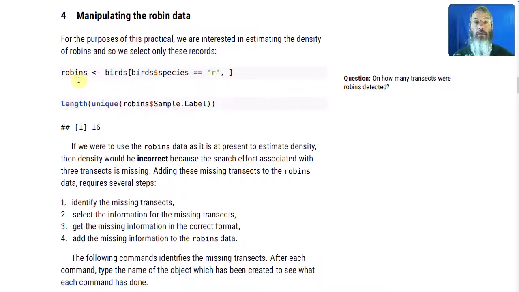When we subset our data on robins, for example, we find that robins were detected on only 16 of the 19 transects. And so somehow the missing 3 transects need to be found, and the effort associated with them needs to be placed back into the subsetted data frame before being passed to the function ds.